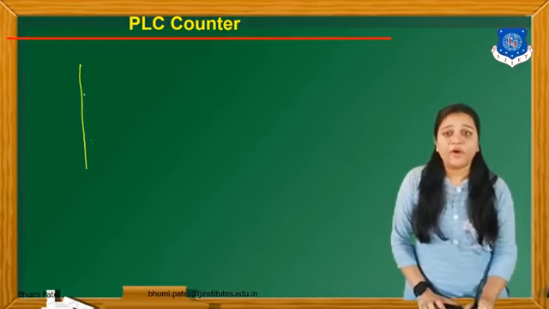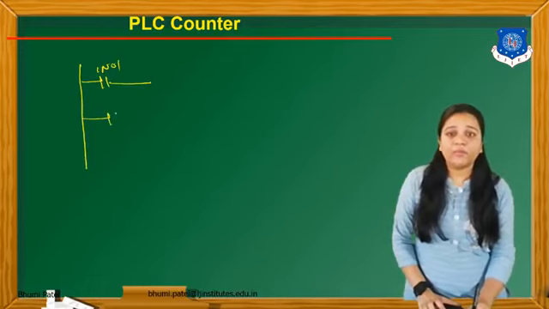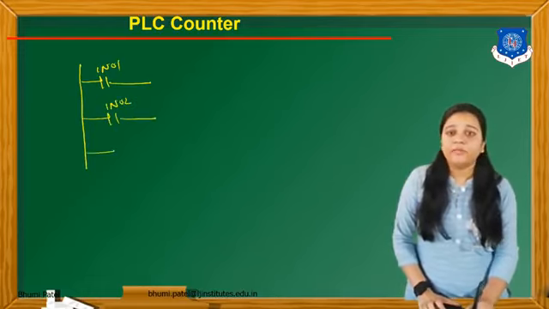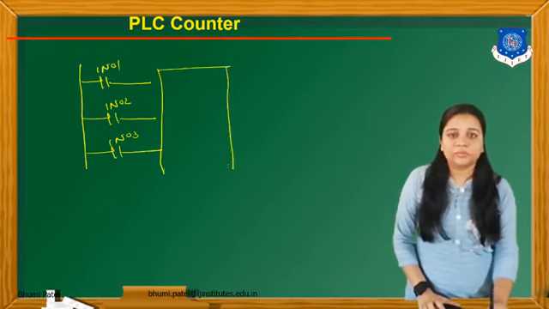So the same format we can follow. We can take one input pin. Okay. We can take one enable pin, and we can take one reset pin in the block. We can write the preset value.